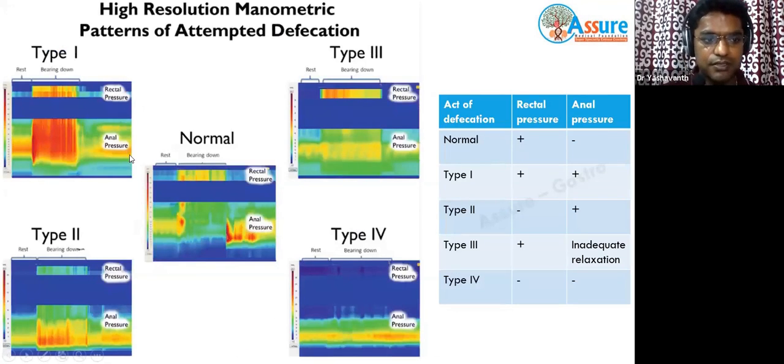Okay, so this is the manometer. This is a normal one. See, in the manometer you have a pressure reading. So an easy way to remember is blue is low pressure, red or black is high pressure.